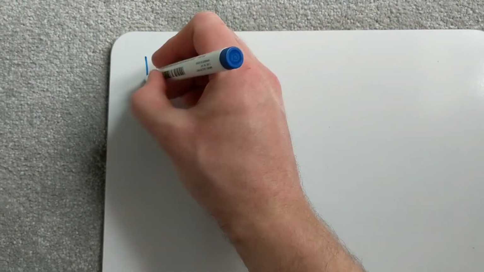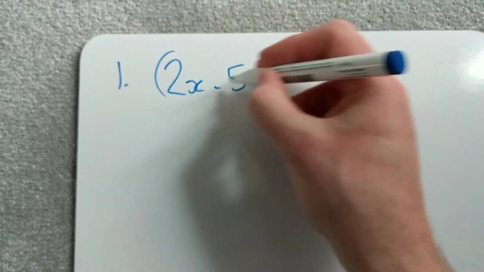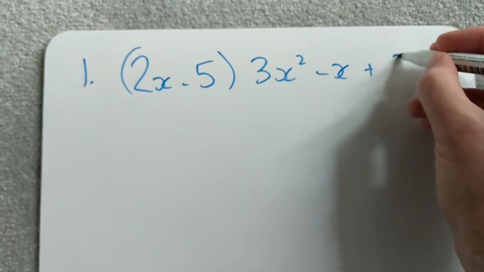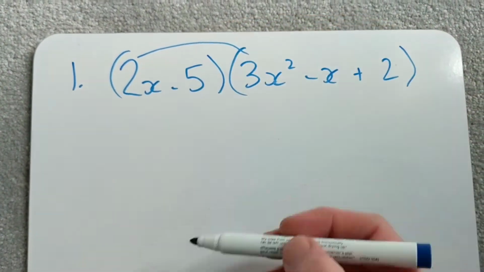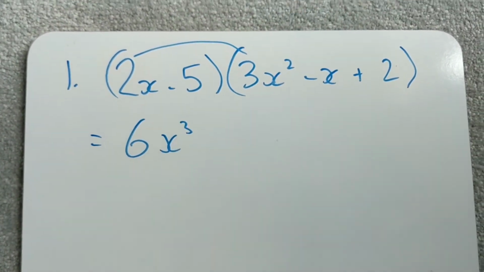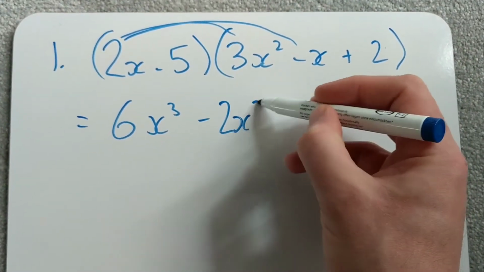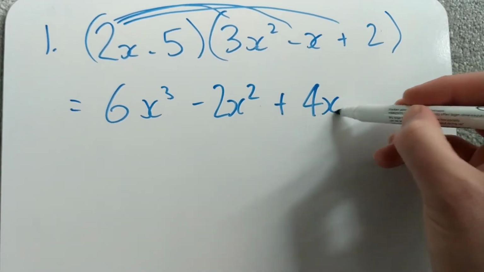Okay, question 1 was multiply out and simplify (2x − 5)(3x² − x + 2). So multiplying out brackets, first term times first term would give you 6x³. 2x times −x is −2x². 2x times the +2 is +4x.